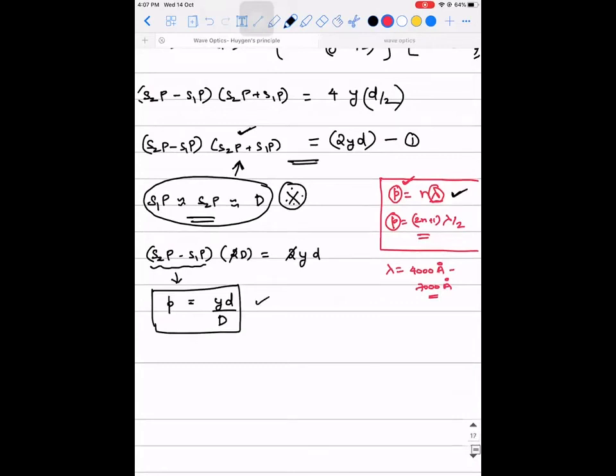So that is the reason why this expression comes: Y into small d divided by capital D. This is the path difference in the Young's double slit experiment. Okay.